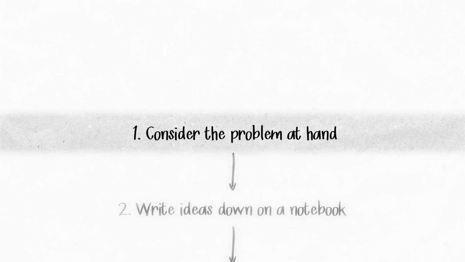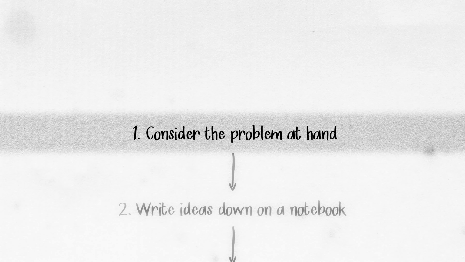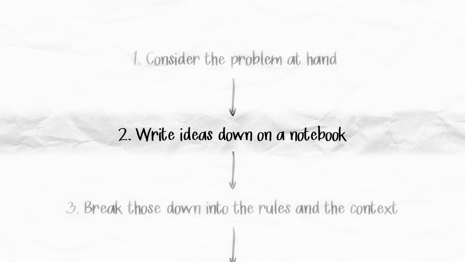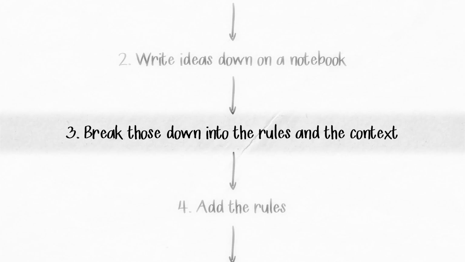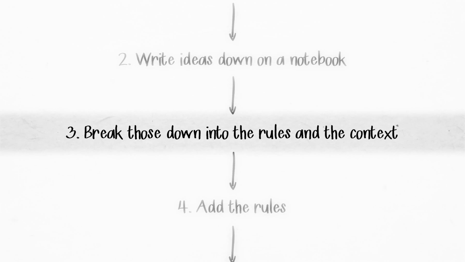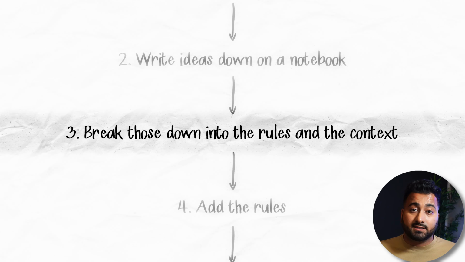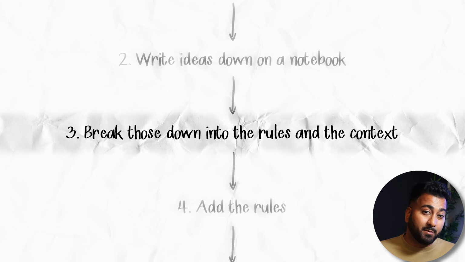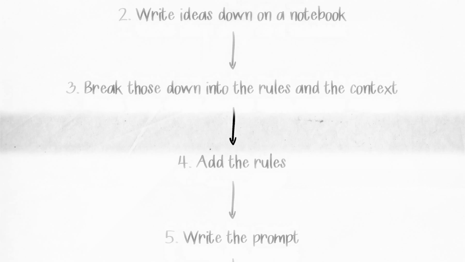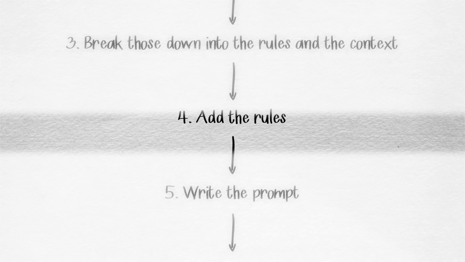Now, when using this framework, my typical workflow would involve considering the problem at hand, which is the output that I'm trying to reach. I would then write my ideas down on a notebook or a piece of paper, and then I would break them down into rules and the context that I would need to provide. Identify which areas would be best for direct versus conversational context. Typically, if there's a lot of context, and especially if the context is dependent on scenarios, it's always better to go with the conversation approach. After that, I add the rules accordingly and start writing the prompt.